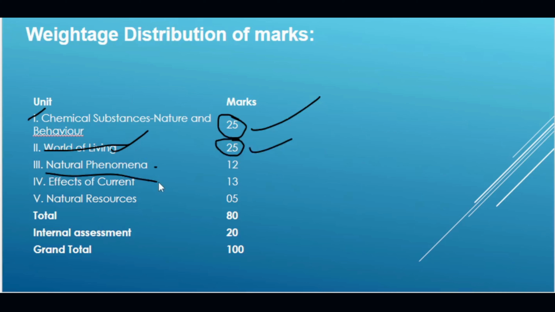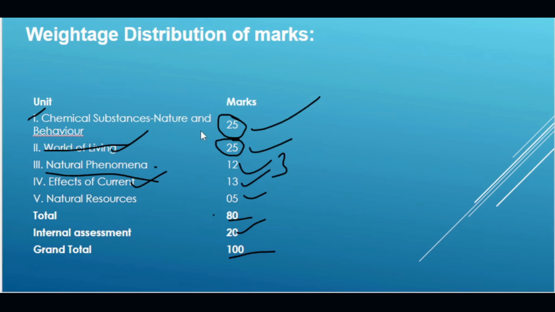Then natural phenomena is for 12 marks, and effects of current is for 13 marks. So in total the physics chapters are again for 25 marks. Natural resources is just for 5 marks. You can gain 5 marks easily, because this chapter is very easy. You just need to have an understanding. So a total of 80 marks is the theory part. Then for internal assessment you get 20 marks, so do your internal assessment properly to gain those marks too. And a grand total of 100 marks. So this is the distribution of marks across all the units.